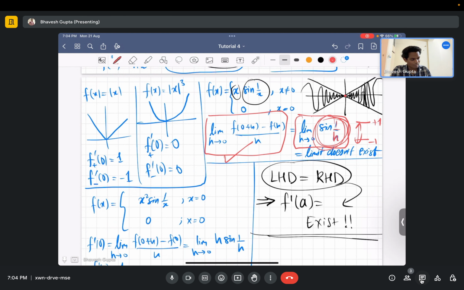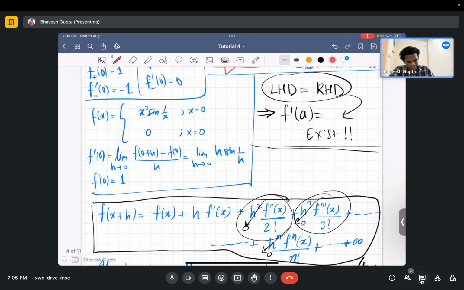Because over here you don't have any unique value. I can always construct, for any interval, a point which maps to +1 and a point which maps to -1. I mean all the points are not mapping to the same value. That's what I'm trying to say here. So that's why the limit doesn't exist in this case.